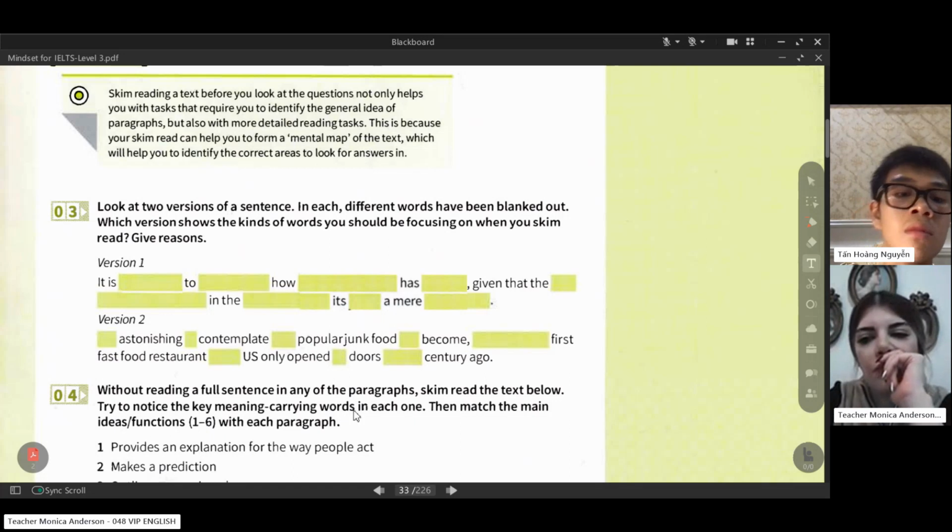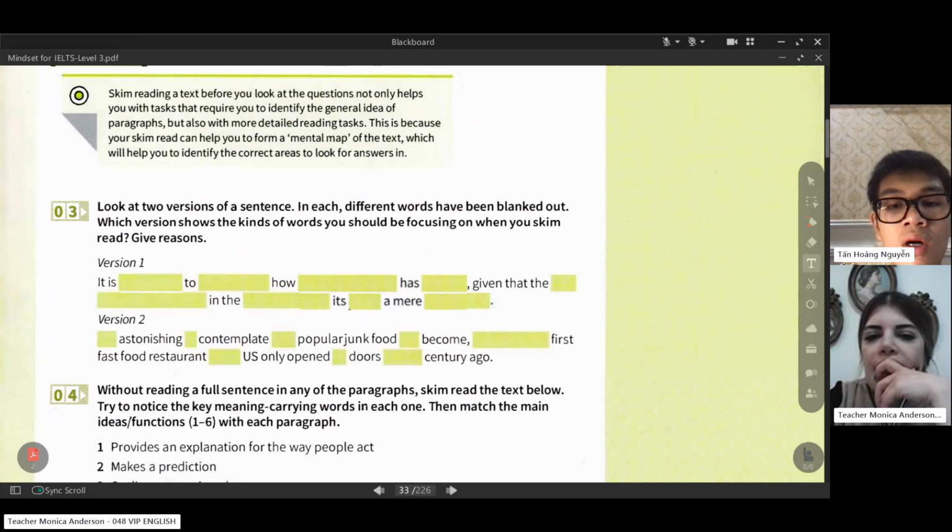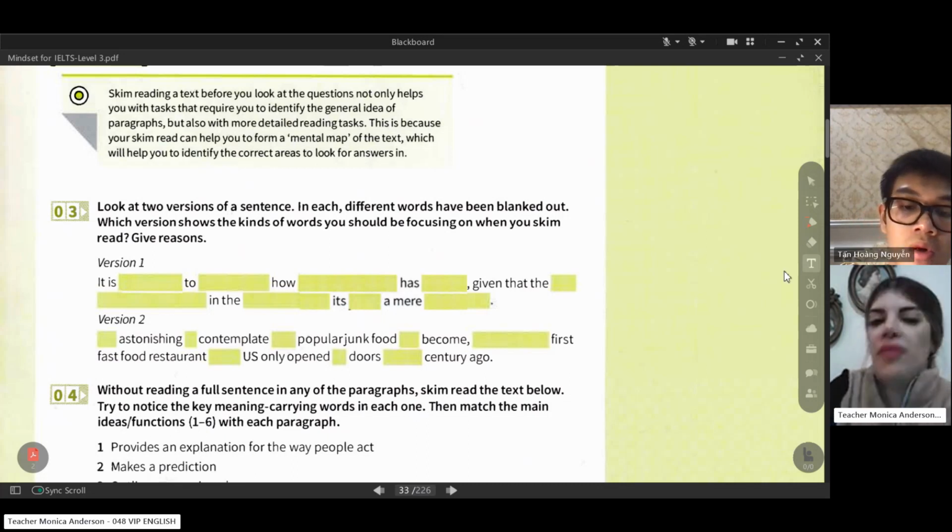No, I think that the words that have been blanked are the words that we have to skim. Yeah. Okay, let me say something.